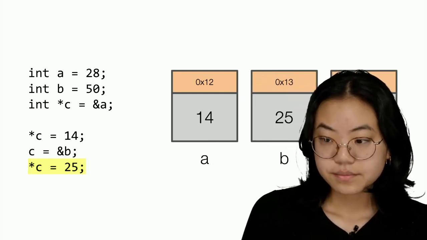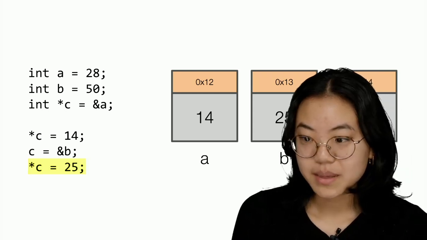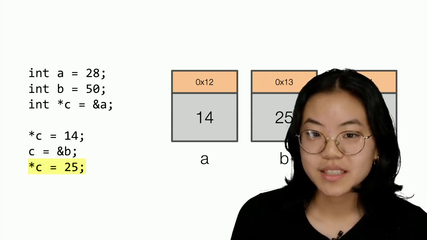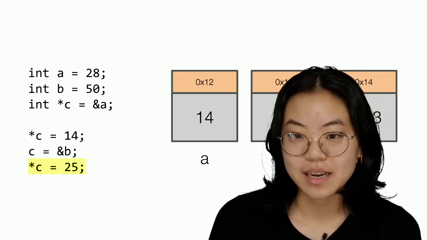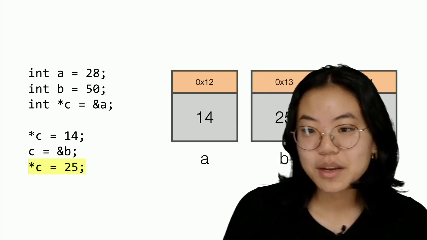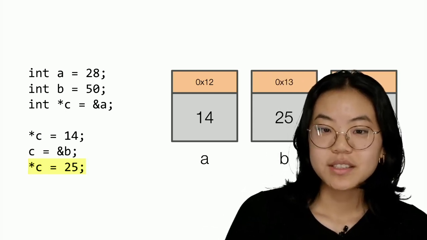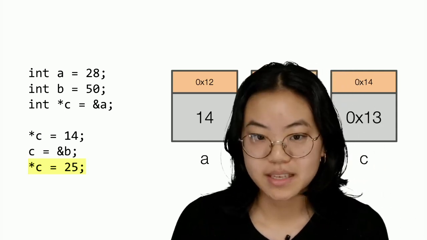And then when I do C equals ampersand B, we're just updating the value. So like I could have done A equals 5 to update the value of A. The same way, we're just taking C, which is a pointer, and updating its value to a different address. So in this case, the address of B.